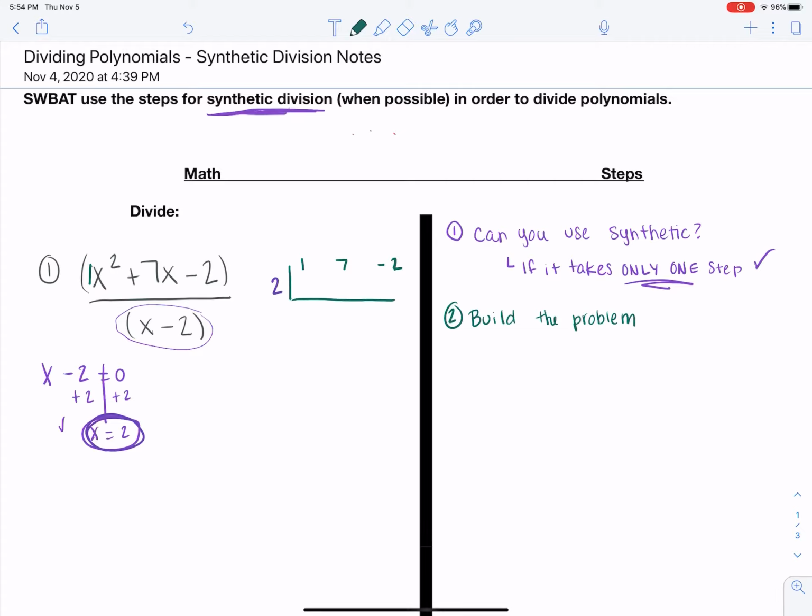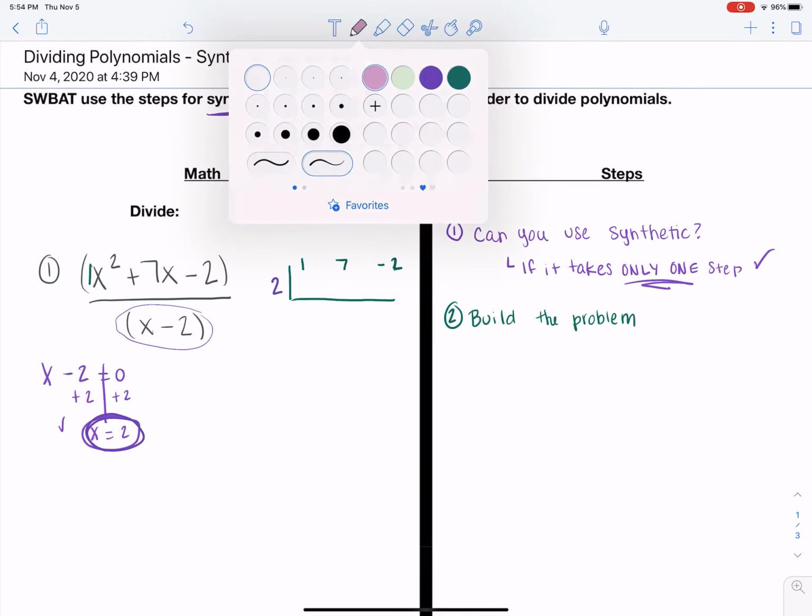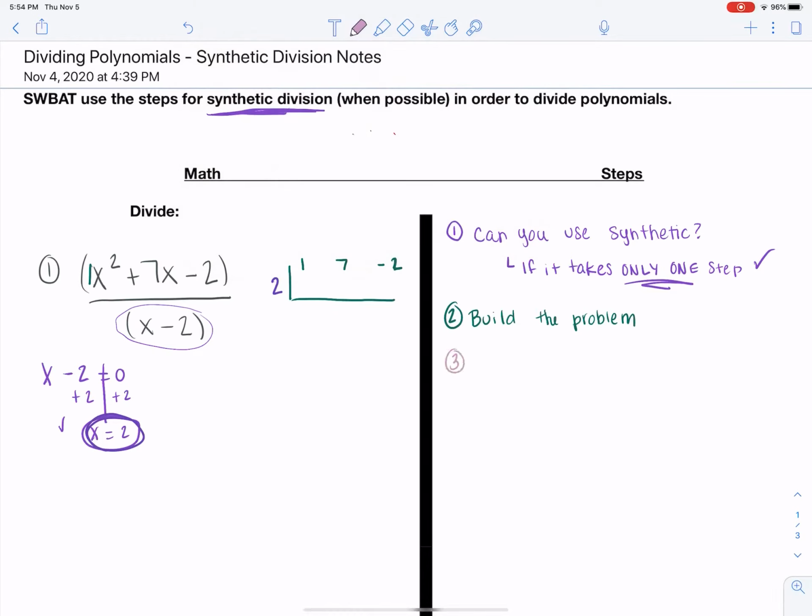Now step 3. Always, you're going to bring down the first number. So I'm going to take this first number, 1, and bring it down. Then steps 4 and 5, we're going to use multiple times. Step 4 is multiply. Step 5 is add. So we're going to multiply and add over and over until we are out of numbers to use.